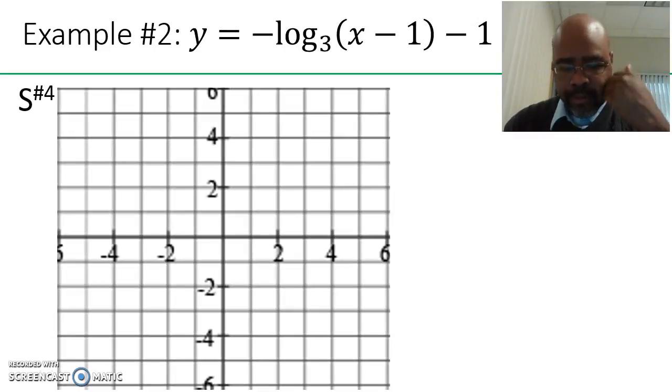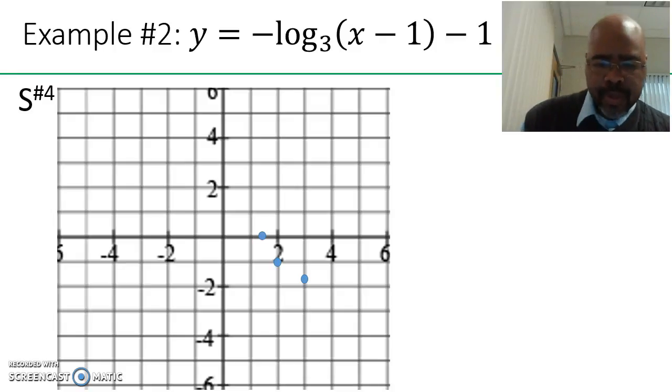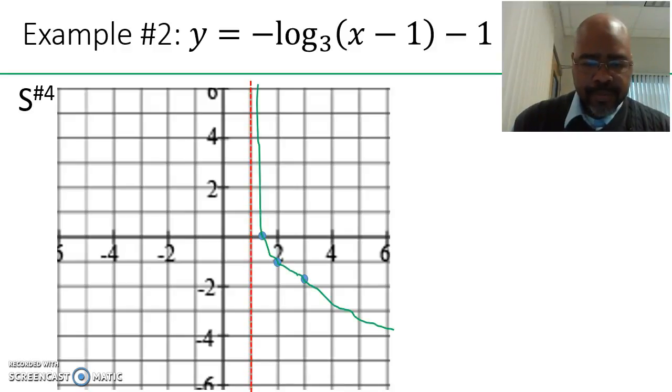So now we're going to graph all of our points. This is the first point I graphed: 1.33, 0 is my x-intercept. I don't have a y-intercept, but my next point was 2, negative 1. Then I have 3, negative 1.63. And that's my asymptote, and there's my graph line.